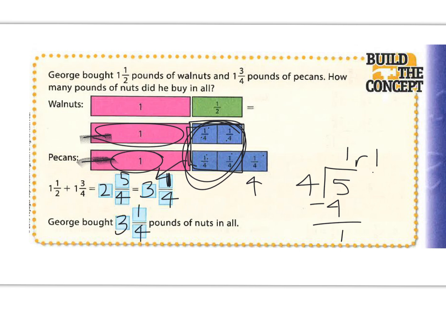Okay. So we had the 2 wholes, and then we had to change 5 fourths over here to 1 1/4, and then we added that to the 2 to get 3 1/4.